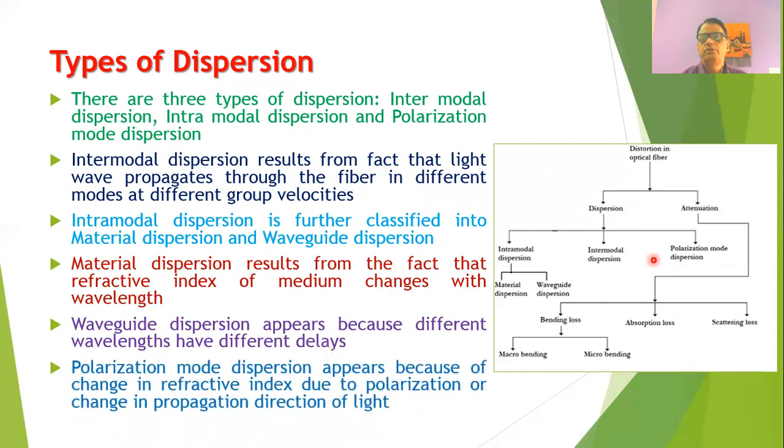Another type of dispersion is called the polarized mode dispersion. Polarized mode dispersion appears in the optical fiber because of a change in the propagation direction of light. Whenever the light rays propagate through the fiber, there is a change in the direction of the light. This direction gets changed because of a change in the refractive index, and the change in the refractive index appears due to polarization. Therefore, such dispersion is called the polarized mode dispersion.